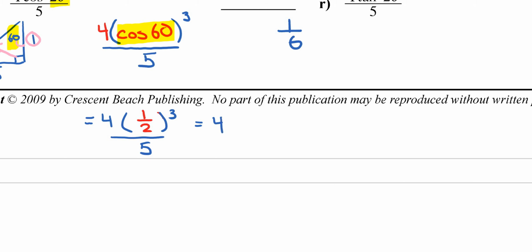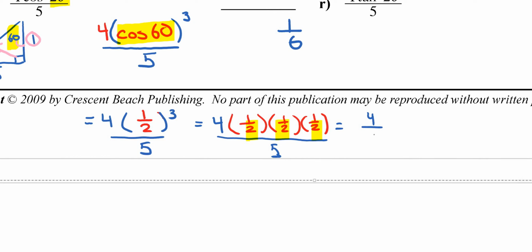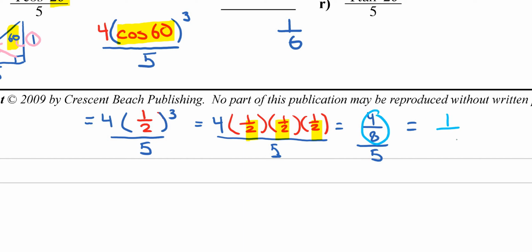So 4 times, well, I have 1/2 being raised to the power 3, so 1/2 times 1/2 times 1/2. And this is all being divided by 5, so a little bit of work here. 2 times 2 times 2 is 8, so this would be 4 over 8 divided by 5. 4 over 8 is really 1/2, right? So this is 1/2 over 5. And then just multiply these last two numbers. 2 times 5 is 10, so 1 over 10. So 1 over 10 is your final answer for that question there.